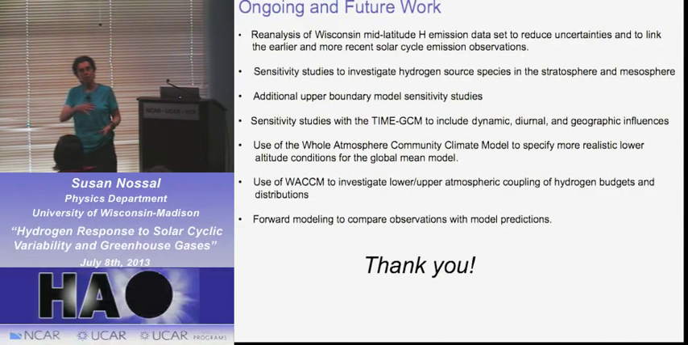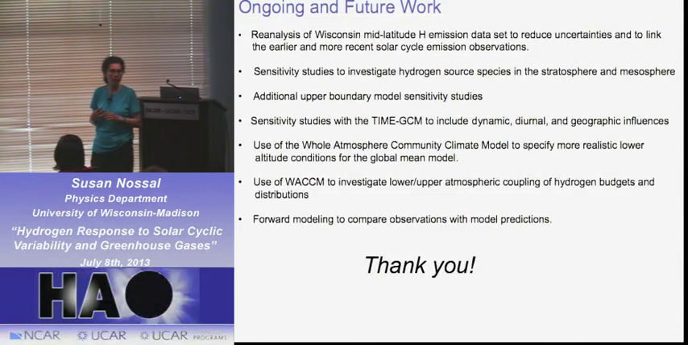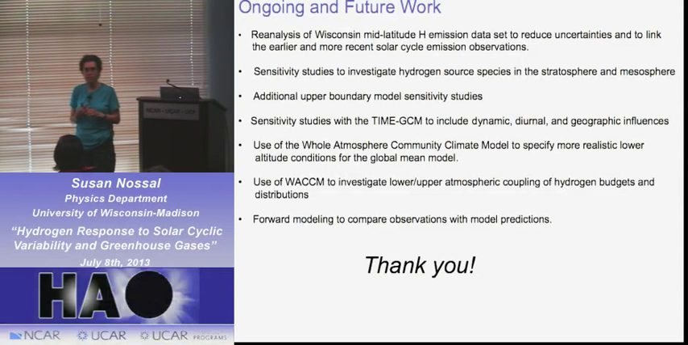And then use of the Whole Atmosphere Community Climate Model to specify more realistic lower boundary conditions for the global mean model, and maybe lower some of the profiles at lower altitudes in the global mean model as well. And then also use WACCM to investigate some of the lower upper atmosphere and coupling of hydrogen budgets and distributions.